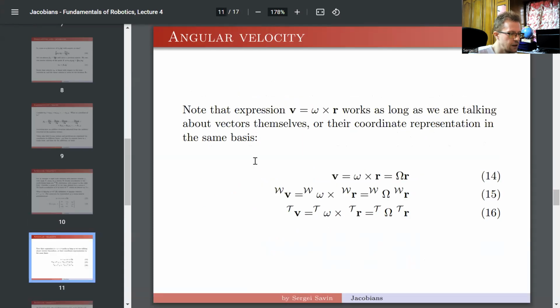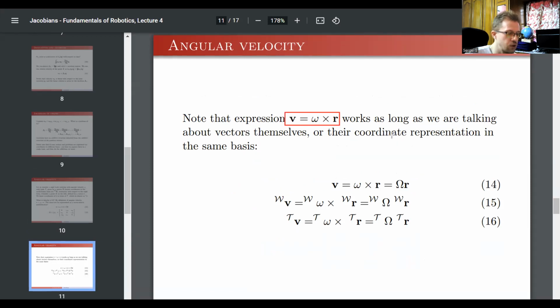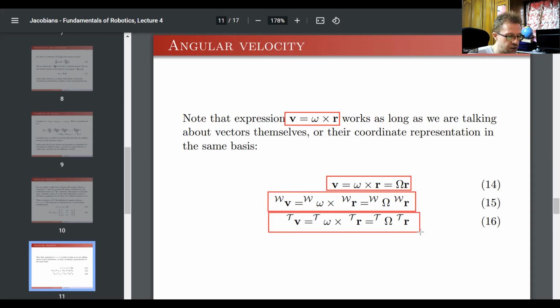Now, next, let us spend a little bit of time considering the frames, sorry, bases in which we are working. This expression works as long as we're talking about vectors, not coordinates, or if we're talking about coordinates, but in the same basis. So here is just vectors. We don't discuss coordinates at all. Here, vectors, but all in the world basis, so coordinates in the world basis. And here, coordinates in the basis T. All of this is legitimate.